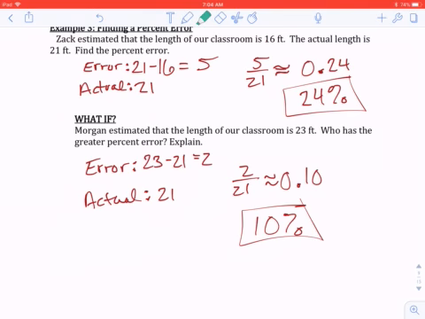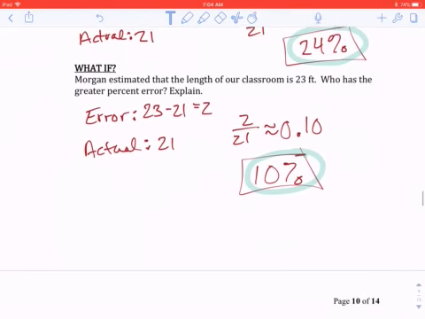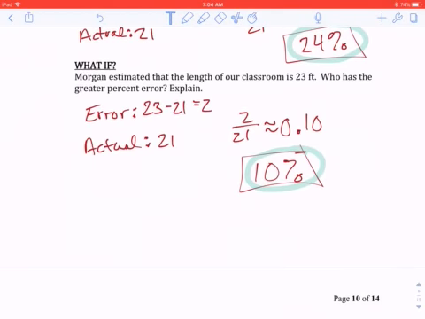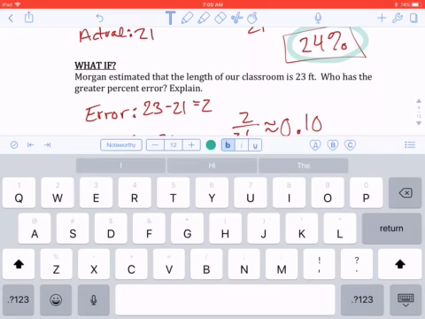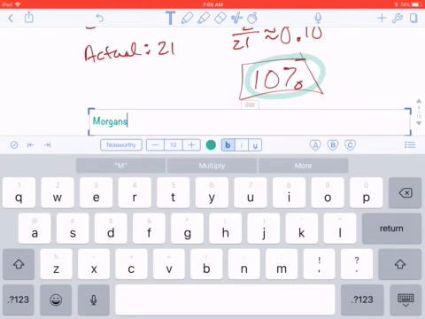So when we go to compare here, we see that Zach's percent error was 24, but Morgan's was 10. So because Morgan guessed closer to the actual, her percent error, of course, is better because you want the smaller amount of error, because the smaller the error, the closer you were to the actual guess. So for an explanation here, we can say that Morgan's guess was closer to the actual.